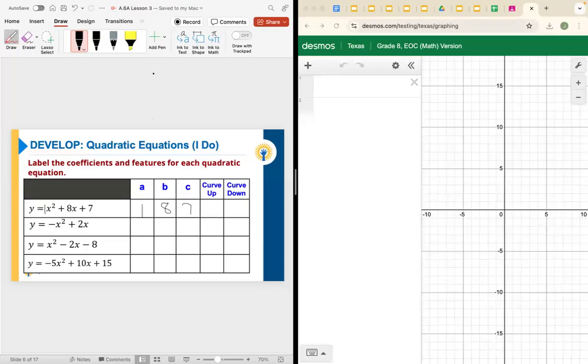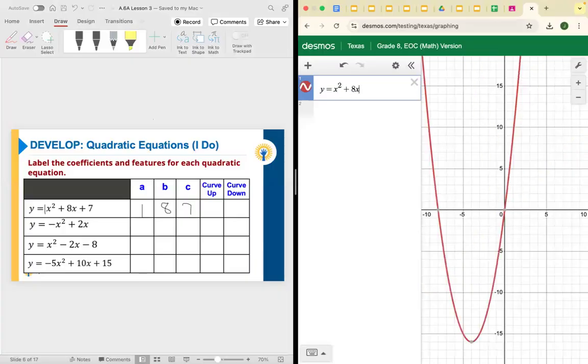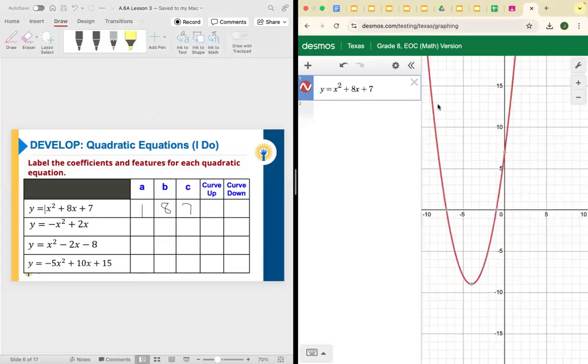To tell if it's going to curve up or down, the trick is that when A is positive, it's going to curve up. But I don't want you to take my word for it. Let's look at a visual. We have y equals x squared plus 8x plus 7. As you can see, it's going to curve upwards, so we're just going to check off the box that this one is curving upwards.